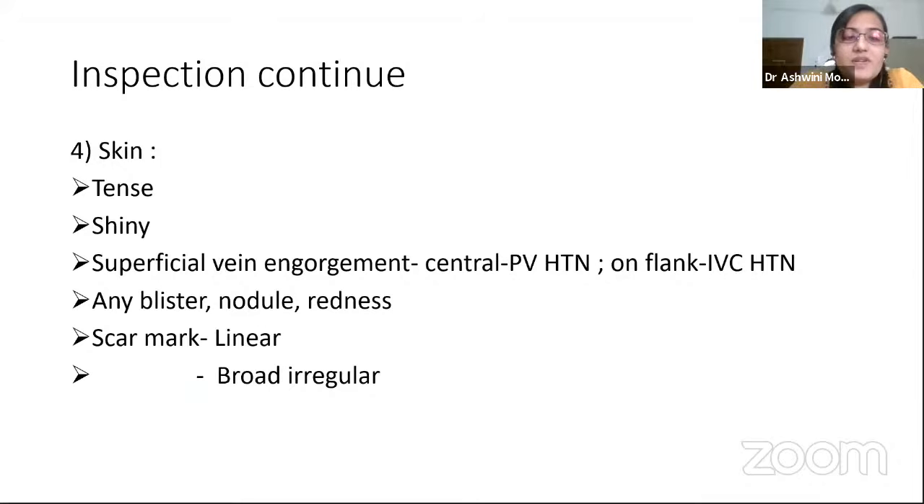Then after that, we have to see for scar marks. Is there any preoperative scar mark or any injury mark? If it is present, is it a linear scar mark or a broad irregular scar mark? The importance is that a linear scar mark is of a good healthy wound, and the patient must not have had any complications in the post-operative period. But a broad irregular scar shows that the patient might have had complications, wound infection, wound adhesion, secondary closure, or multiple dressings, or there might be hypertrophic scar or keloid formation post-op. This is what we have to see in the skin.